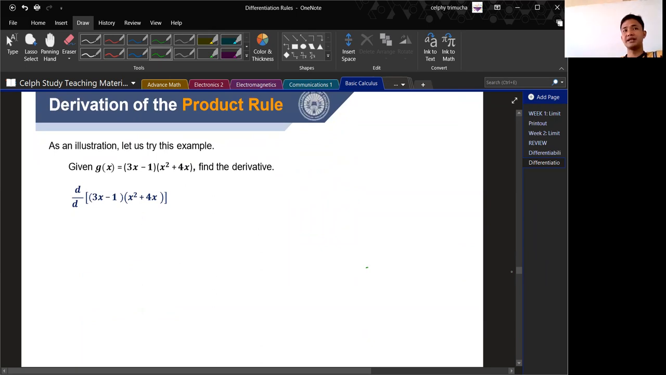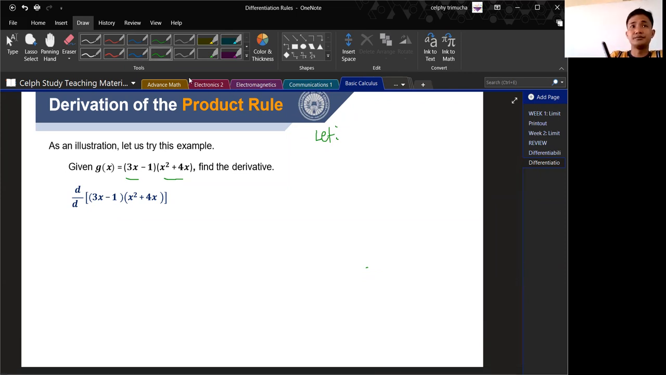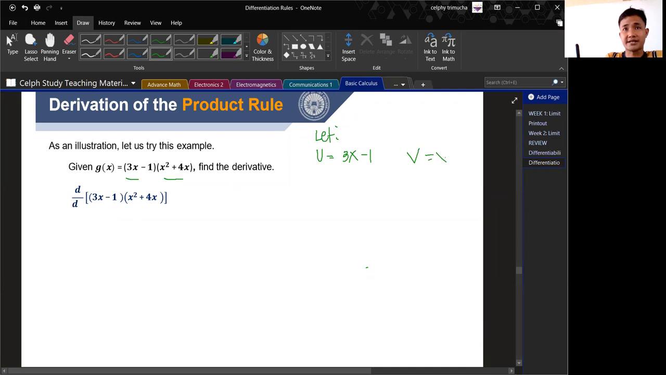Okay, for example, we have 3x minus 1 and x squared plus 4x, and we are asked to find the derivative. So, g of x, so ang siling natin derivative will be g prime of x. So, let u be the first term, so u is equal to 3x minus 1. V natin is x squared plus 4x.